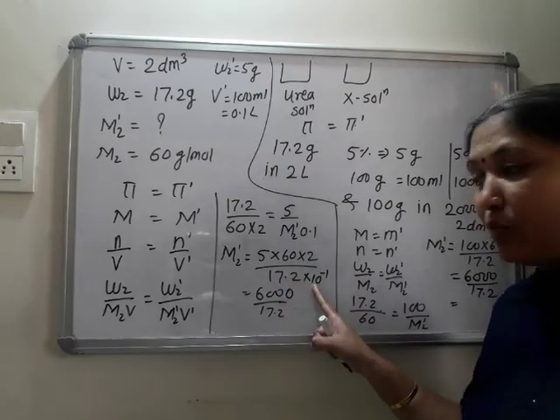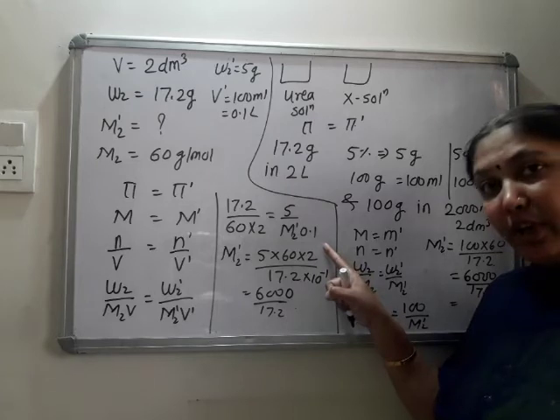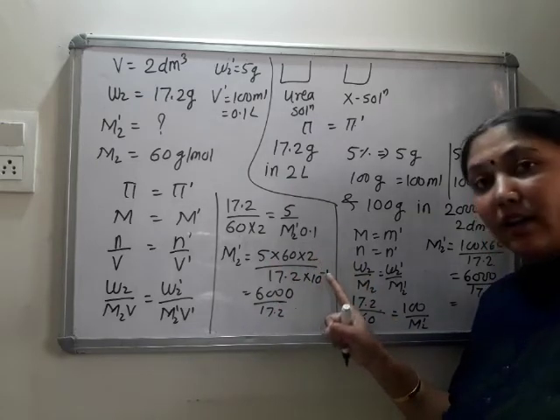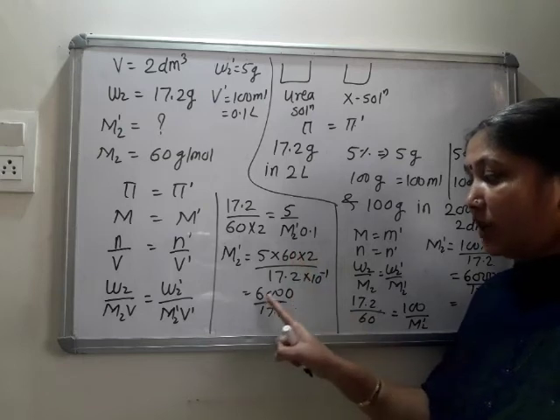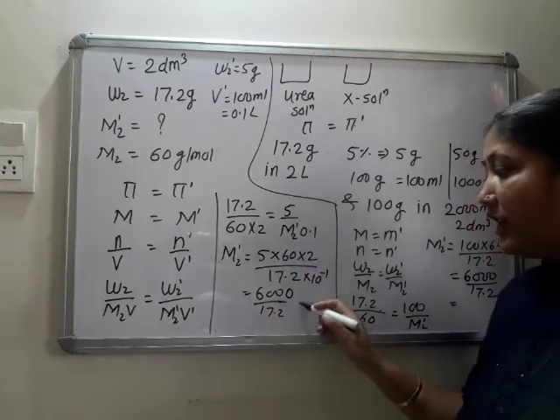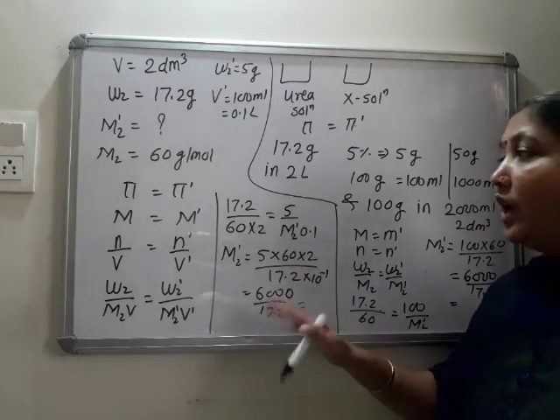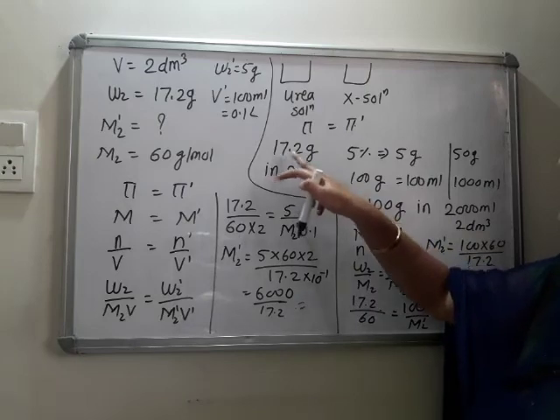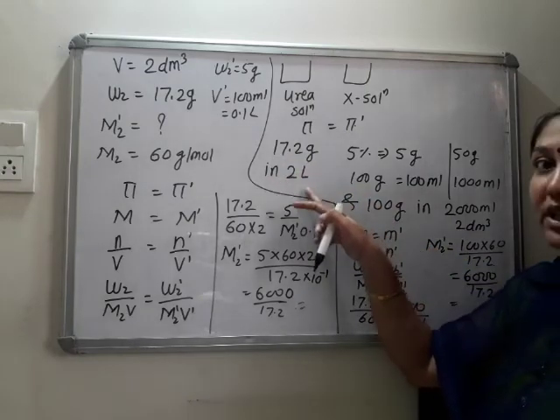0.1 is 10 raised to minus 1. It goes up, becomes 10. So 5 into 2, 10. 10 into 10, 100. 100 into 60. So that is 6000 upon 17.2. Whatever is the answer, that will be M2 dash. And what is the other method? What did I say here? 17.2 grams present in 2 liter.